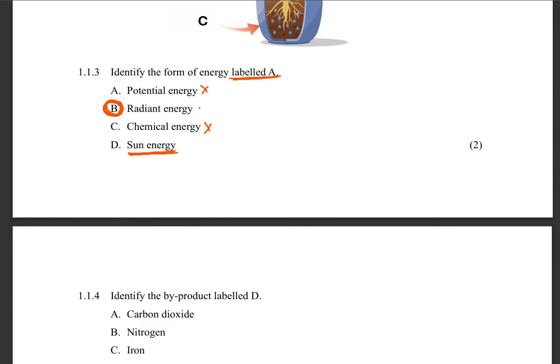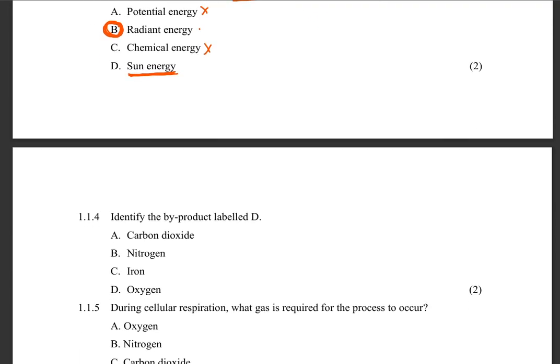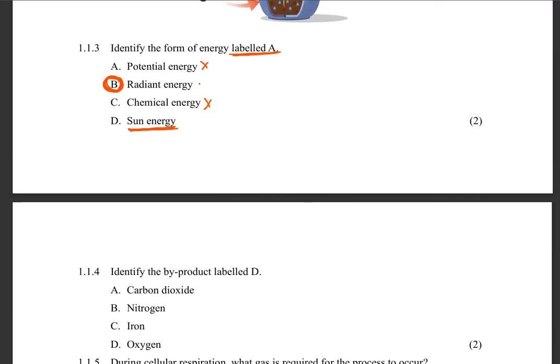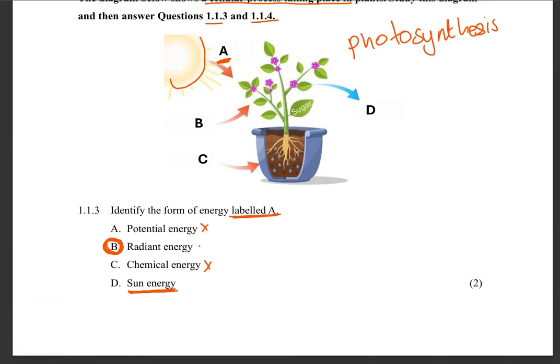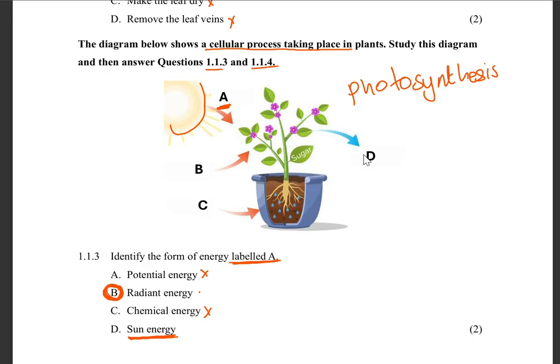Next question, 114. Identify the byproduct labeled D. Let's scroll up again. So now you need to remind yourself of the requirements and the products of photosynthesis. But now it's a giveaway. It's fine, but I'll just take you back. The requirements of photosynthesis would be radiant energy, which we've already identified is the energy from the sun.